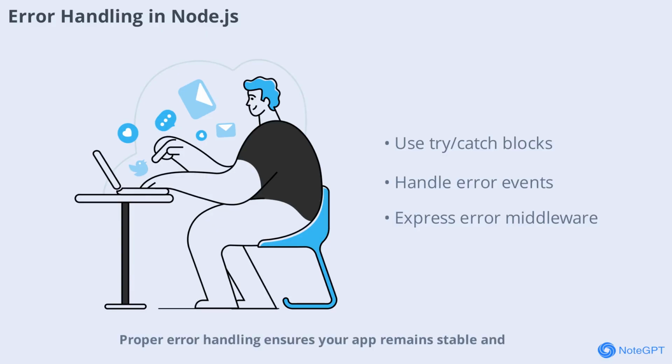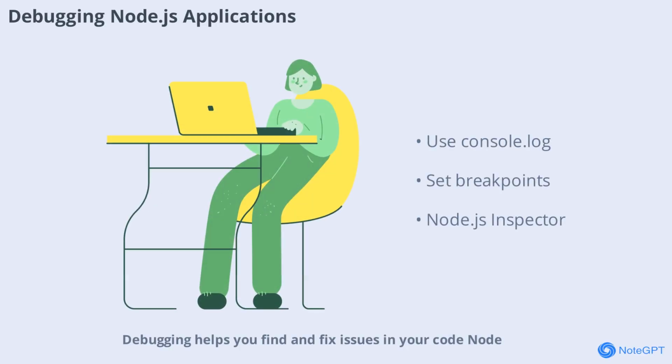Proper error handling ensures your app remains stable and provides helpful feedback to users when something goes wrong. Debugging helps you find and fix issues in your code. Node.js offers built-in debugging tools, and many editors provide integrated debugging support. You can use console.log statements, breakpoints, and the Node.js inspector to track down problems and improve your code's reliability.